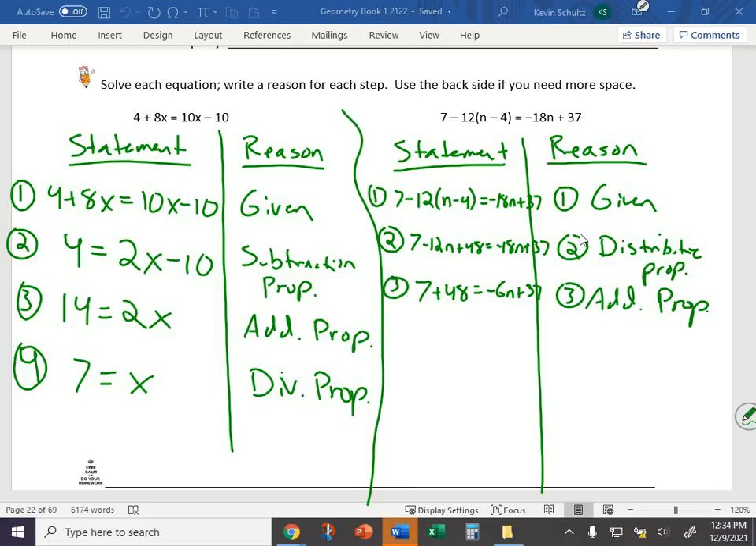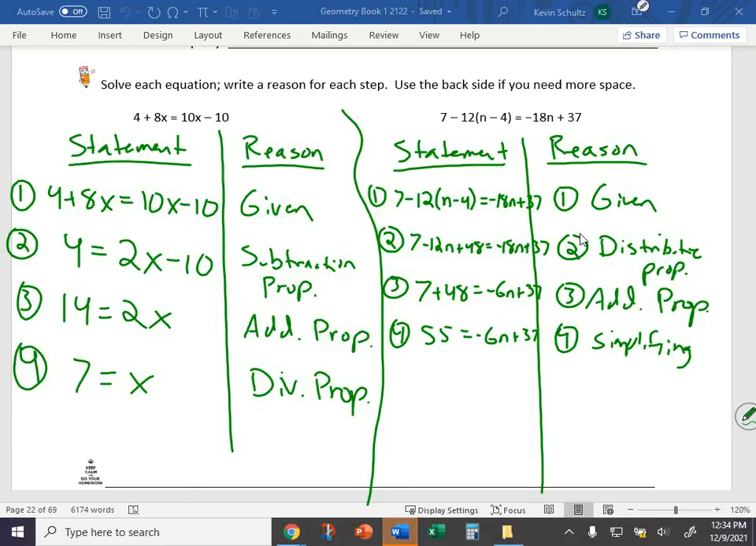Okay. And we're not showing the work here, but we're adding 12 to both sides. What next? Peter? Add 7 and 48. To get what? 55. 55 equals negative 6n plus 37. And that is because we are simplifying or combining like terms. You can put either one. Simplifying or combining like terms.